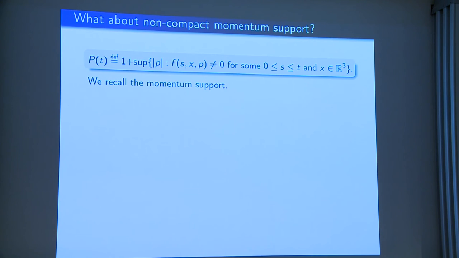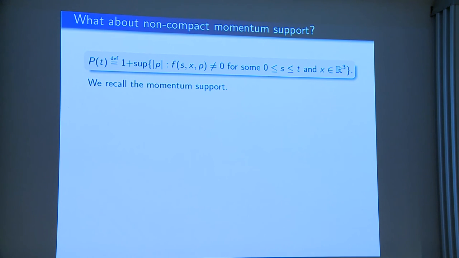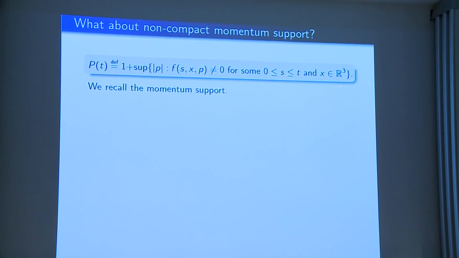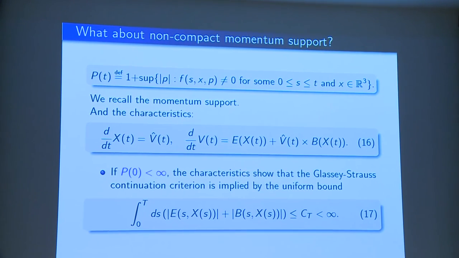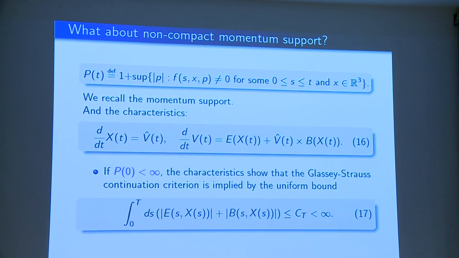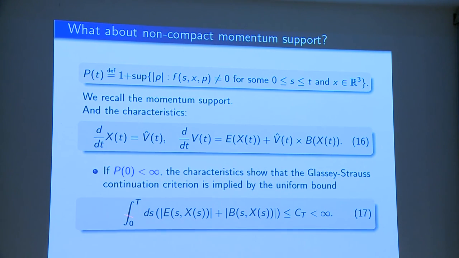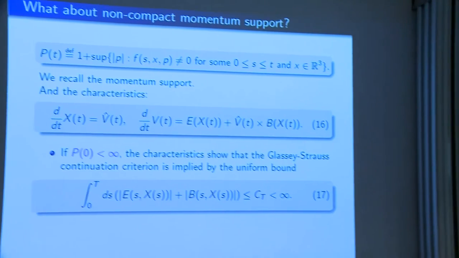Making that assumption initially seems like a strong assumption, considering that you're working with a relativistic model that's supposed to be a better model for large velocities, for large momentum. But again, we come back to the thing I wrote on the board. If you let P of T be the momentum support that I explained previously, and you have the characteristics for X and V, and if P0 is finite, then the continuation criterion that the momentum support remains finite is equivalent to this condition that the fields remain bounded, which is also what we wrote over here.